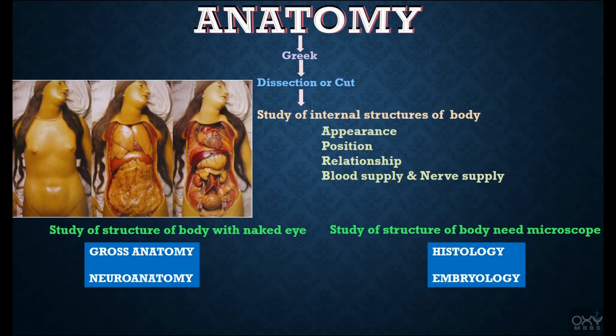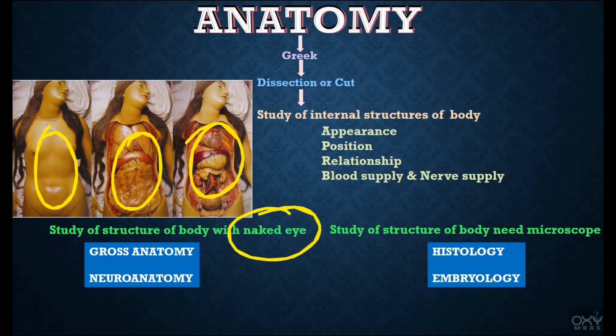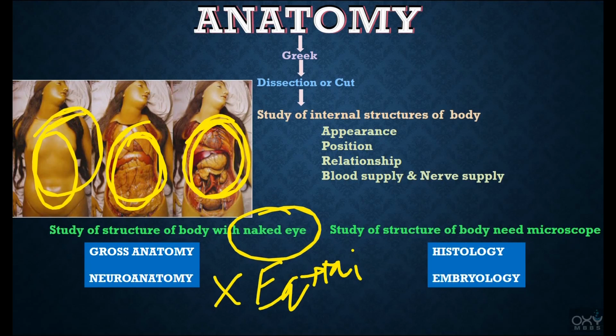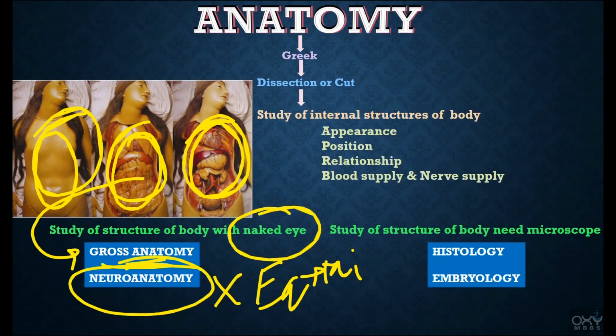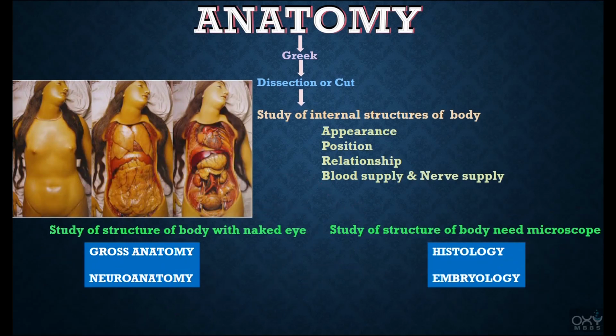Friends, if we are able to study the structures of the body with our naked eye, means we are not using any equipment like microscope for studying these structures, then friends, this type of study comes under the gross anatomy and the neuroanatomy. And friends, if for the study of these structures we need microscope, then such type of study comes under the histology and the embryology.